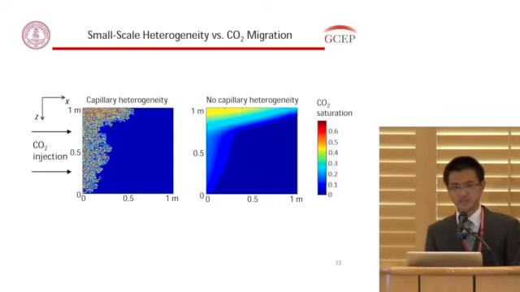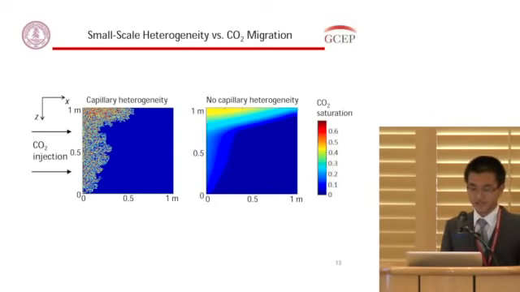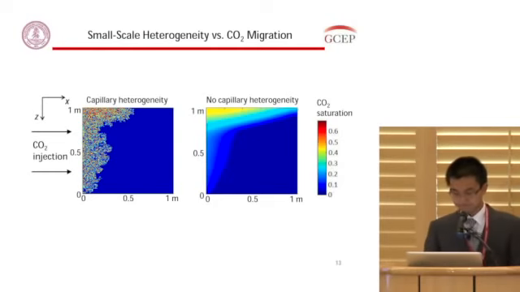So this example tells us that capillary heterogeneity is indeed very important, and we need to account for that. But the practical problem is that in large-scale simulations, we cannot afford to implement so many capillary pressure curves inside our simulation. So we have to come up with some effective multi-phase flow properties to use in our simulation. How do we calculate these effective properties while accounting for the impact of small-scale heterogeneity is our ongoing work and will continue to be our future research direction.